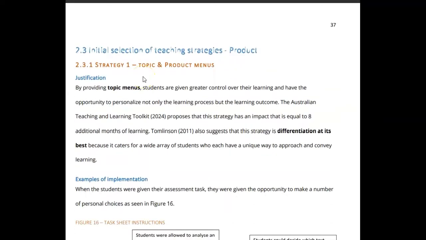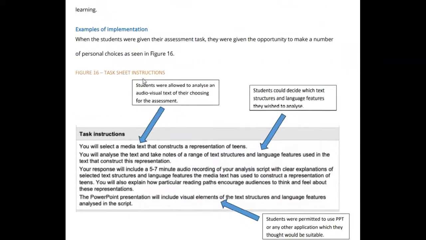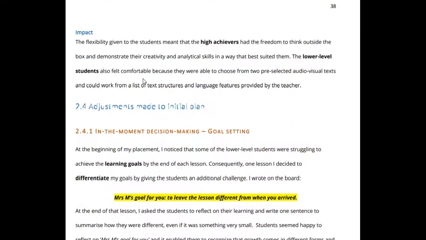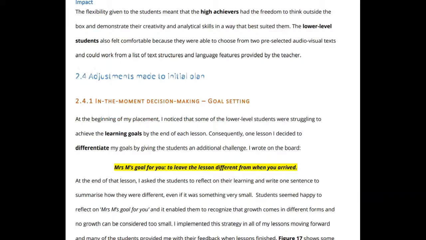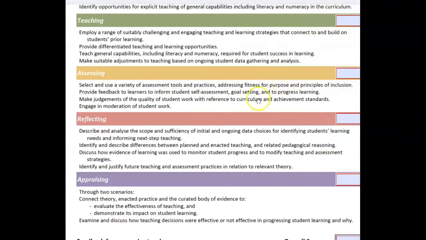So this person's done multiple different examples of strategies which are both differentiated and a range of teaching strategies. So you see that throughout. Now, have they achieved what's required? So let's have a look at, let's refresh and remind ourselves about the scoring rubric that we're looking at here.